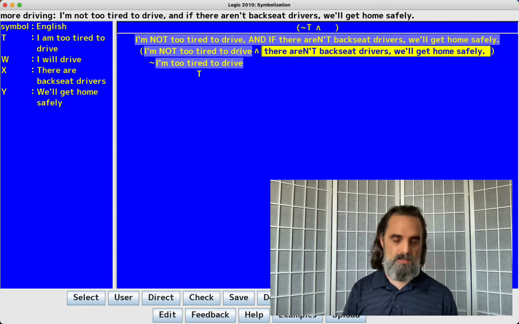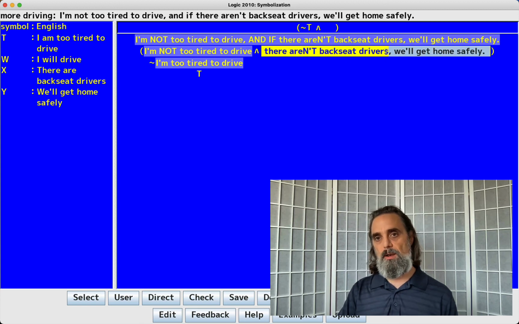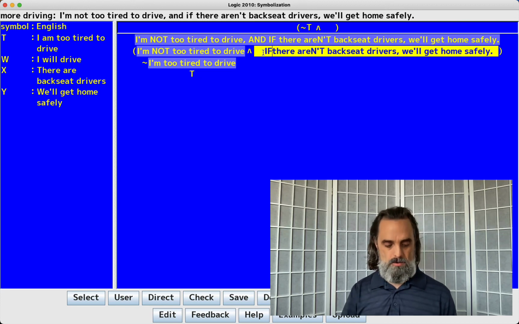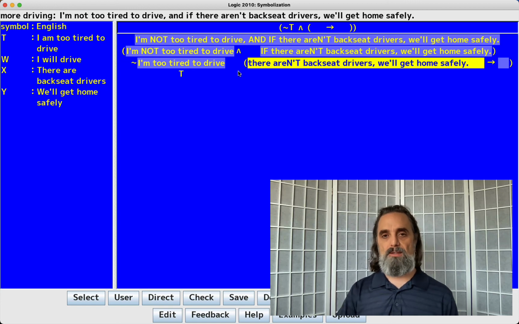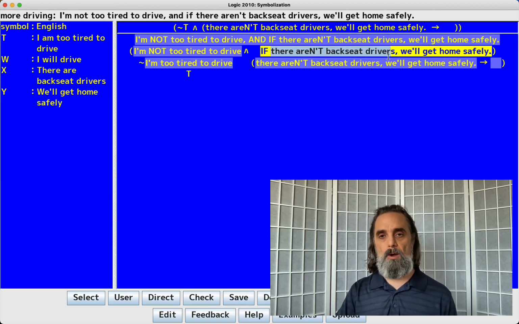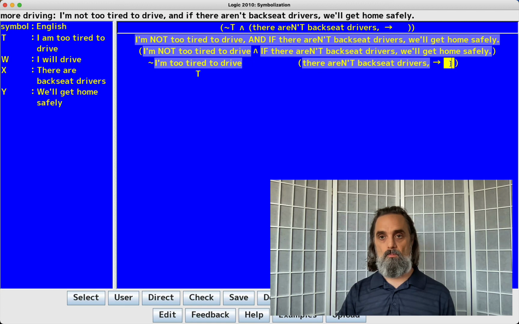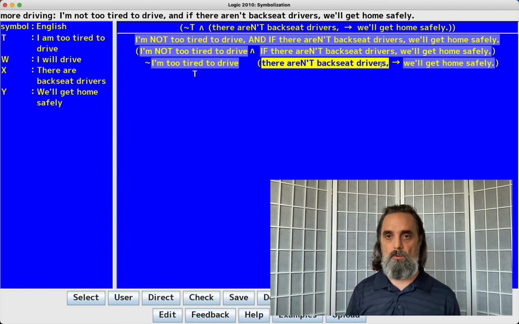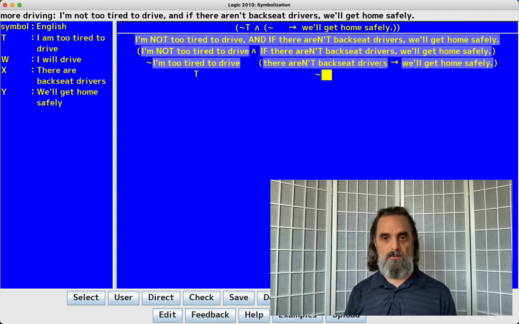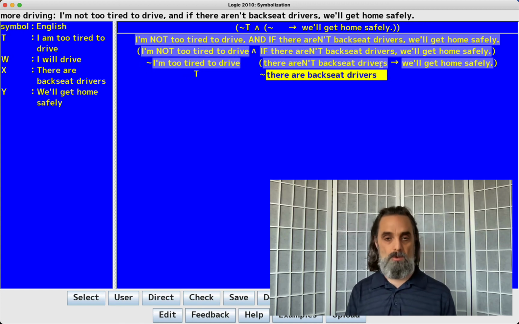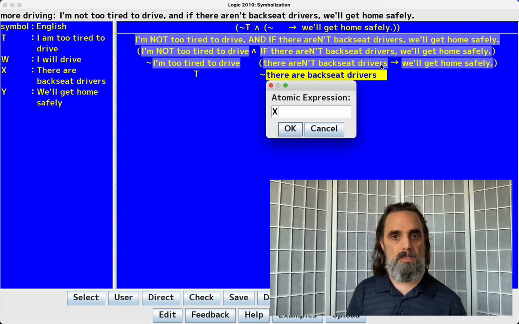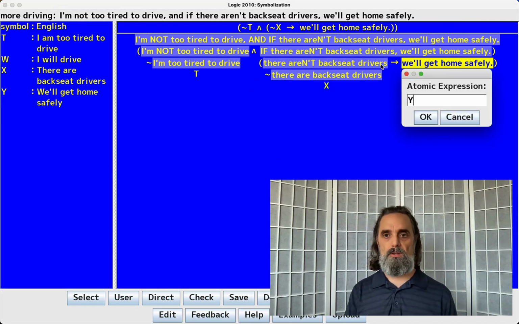We have a deletion test, so we have sentence 1 and sentence 2. So we'll put the if back, say this is a conditional. The antecedent is whatever comes between the if and the comma. So there we go. Okay, "there aren't backseat drivers." That's the negation of "there are backseat drivers," the negation going just on the sentence letter, the atomic sentence. And "we'll get home safely" is Y.